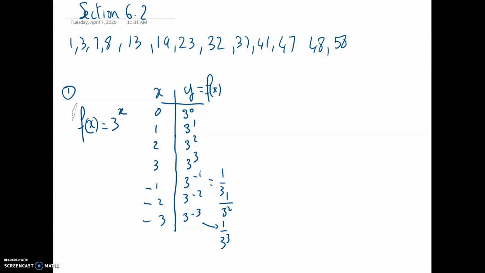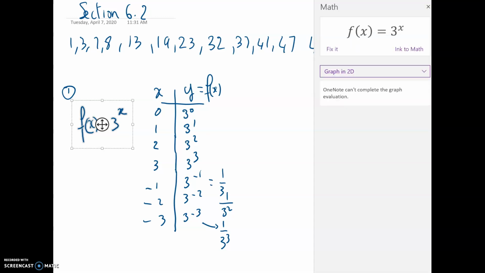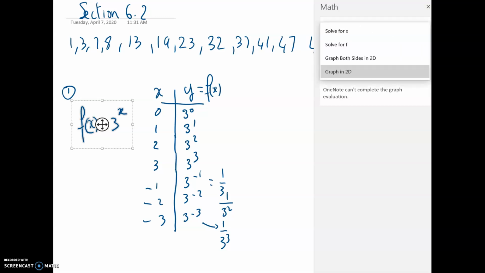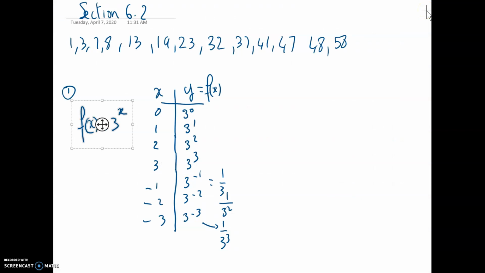I am going to choose my function, go in the mathematics, and try to graph that function f of x. One cannot complete the graph evaluation. Oh, dang it. It doesn't do it. Can it do it this way? Yes, it can do it this way. Perfect. Okay, so you can see that you have, don't pay attention to the purple line. I need to figure out why we have this purple line, but the red graph is the graph corresponding to 3 to the x.